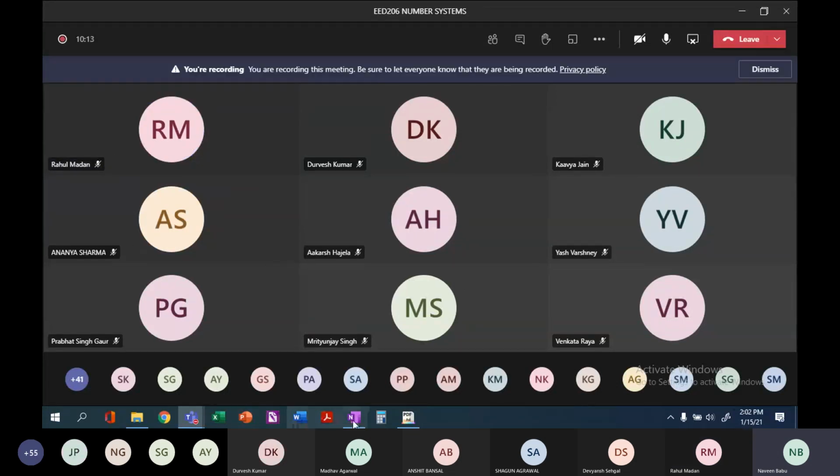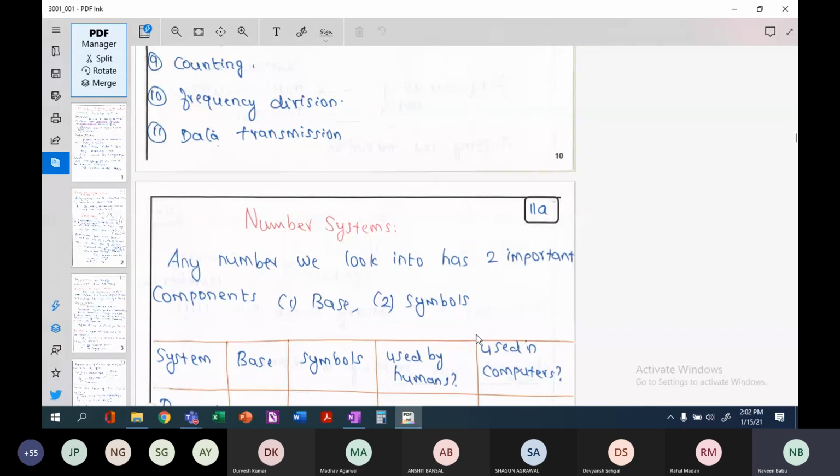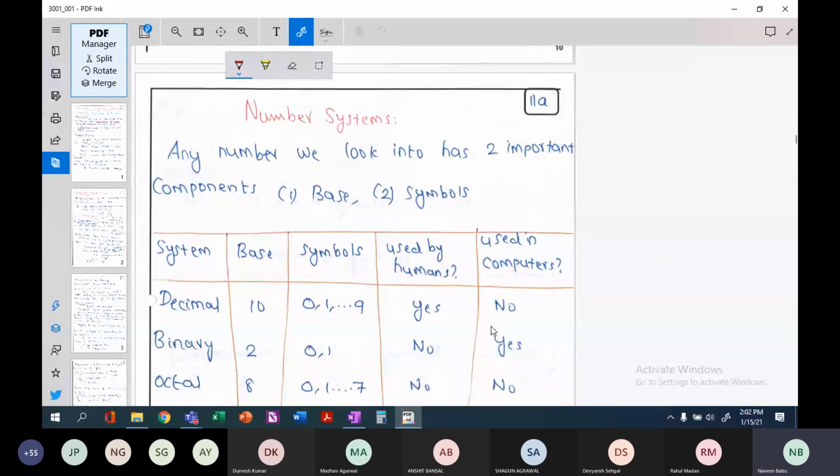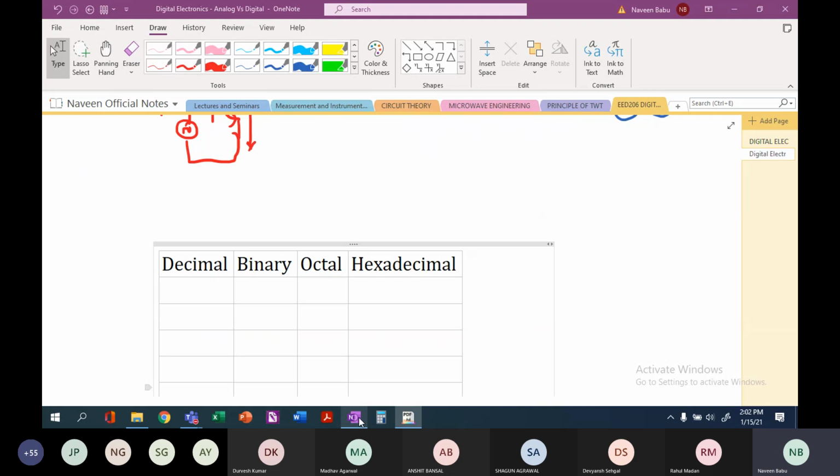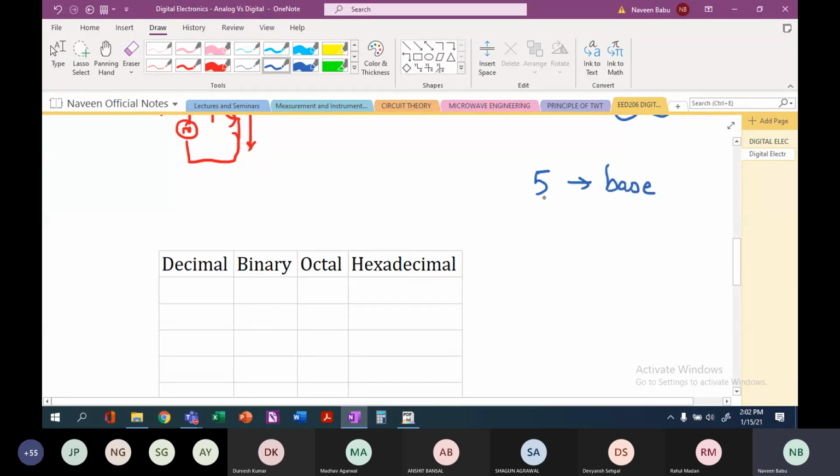All right. So we introduced the need of digital electronics in the last class. Today we'll start with the first topic, which is number systems. When you take any number, for example 5, this particular number actually has a base. Base in the sense with what this particular number is being made. We know that this is a decimal number system.